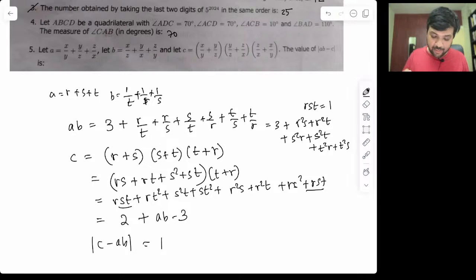Correct, so it is 1. I changed the variables. I don't like this because if I multiply fractions, I'll make mistakes, so that's why generally I tend to get rid of them. Okay, the answer is 1.